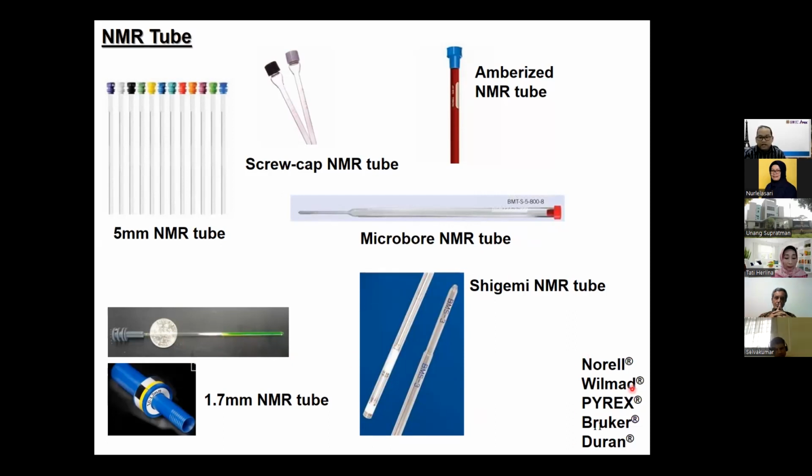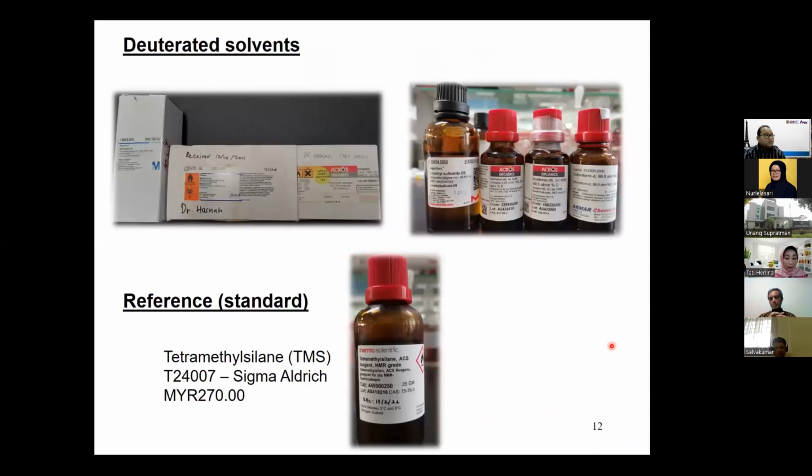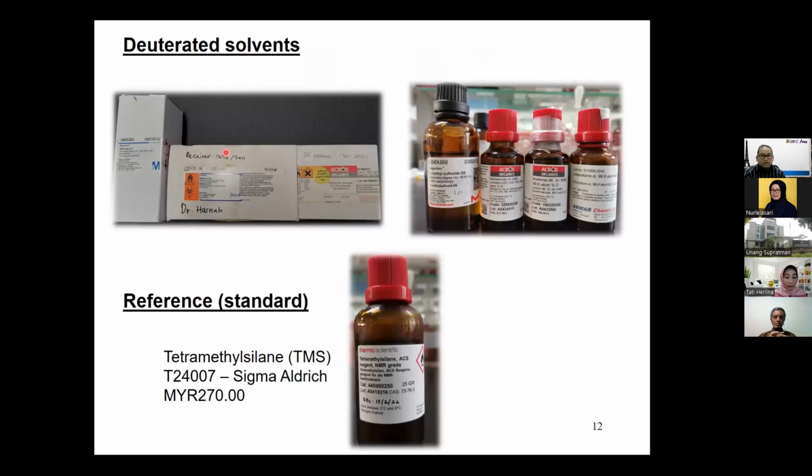So these are the brands that we usually use and advise the students to use: Norell, Wilmad, Pyrex, Bruker, and Duran. The Norell is the famous one, but it's quite expensive. For the deuterated solvents, there are a lot in the market, but usually we use ones from Merck, Cross, and also Sigma. These are the common ones, but Alfa you can also buy.